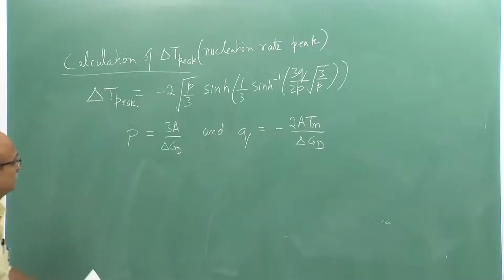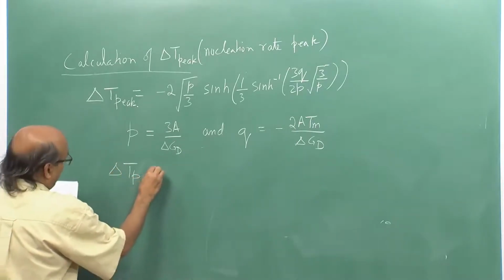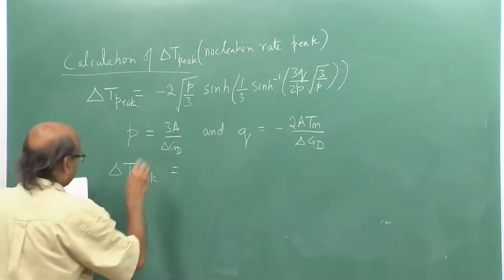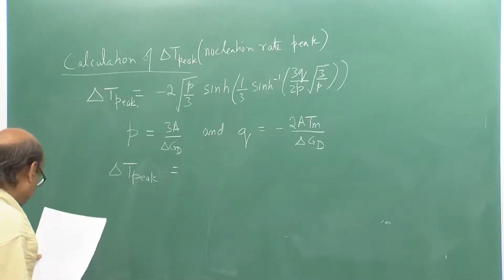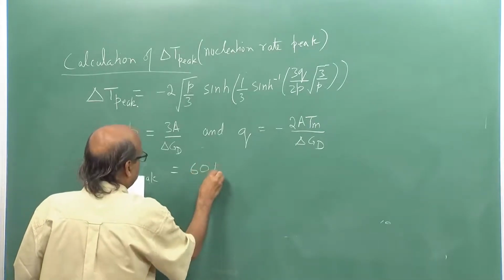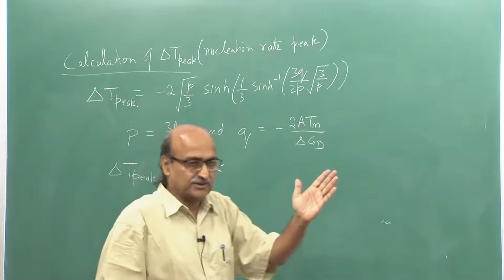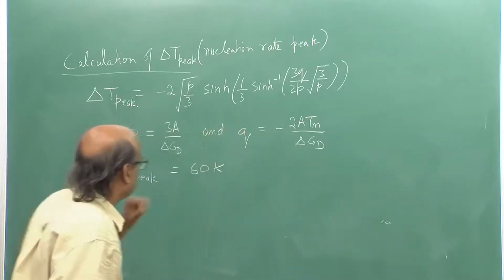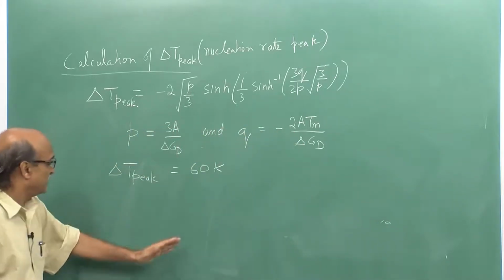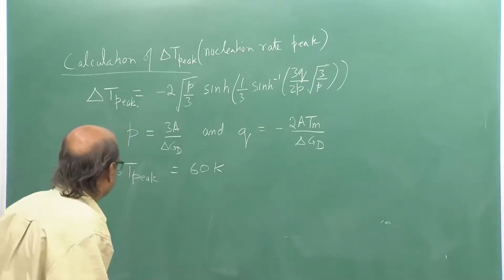We plug in the various values for the ice water system and one gets the value for the peak in nucleation rate at an undercooling delta T peak of the order of 60 Kelvin. So, essentially from 6 Kelvin onwards nucleation rapidly increases, it reaches a peak at 60 K and beyond which it will start to drop.